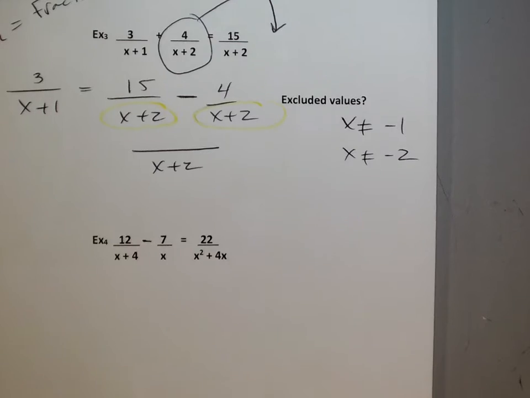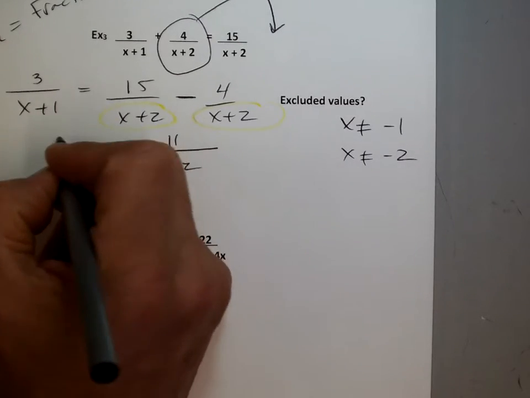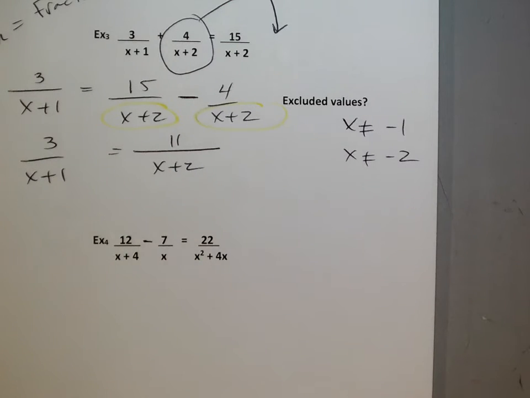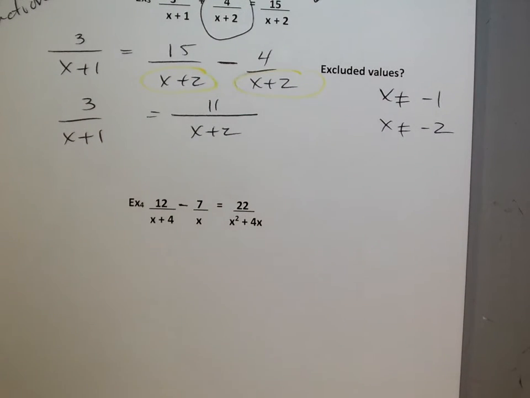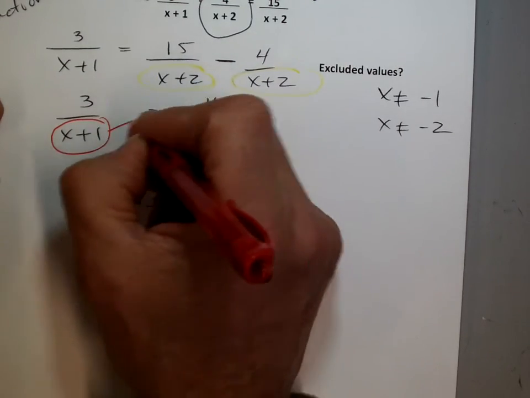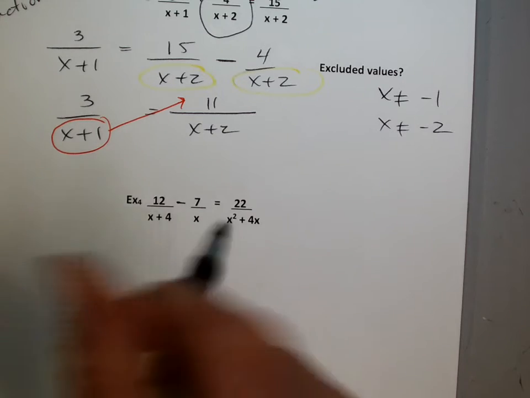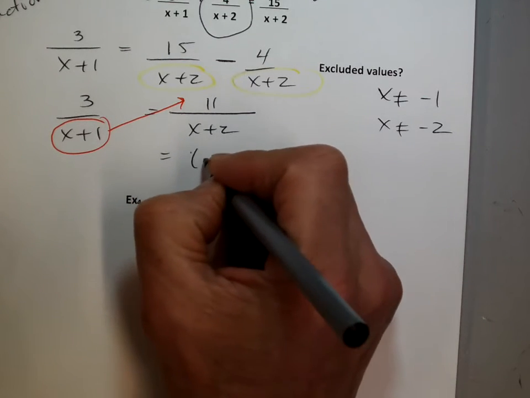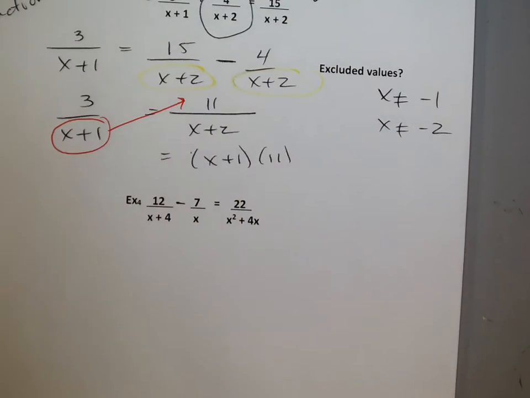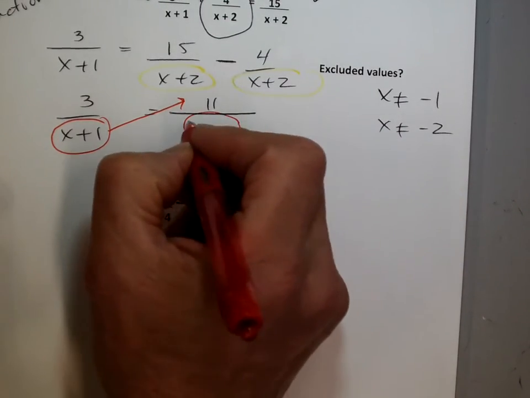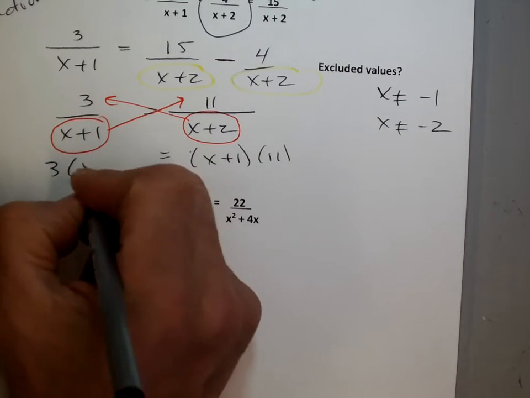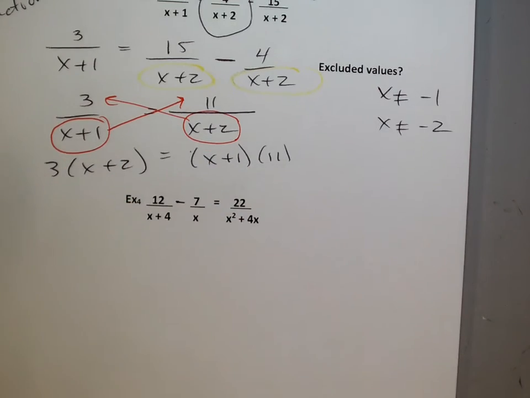And on top, I'll have an 11. And then I have a fraction equal to a fraction. So then I can cross multiply. I'll take and bring my x plus 1 over here. So I'll have x plus 1 times 11. And I'll take my x plus 2 and I'll cross multiply over here. And I'll have a 3 times an x plus 2. Okay, then let's just solve.